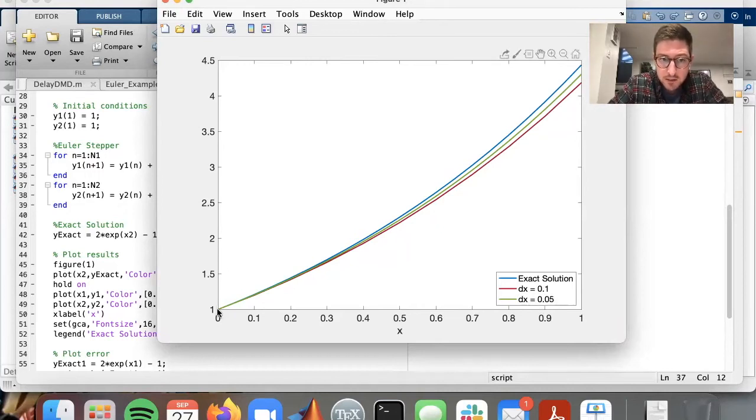Now, everything starts at 0, 1. When x is equal to 0, y is equal to 1. Everybody starts with that initial condition because that's what was given for the initial value problem. But what you can see is that as you get further from where you started, you start to stray a little bit from the exact solution, right?